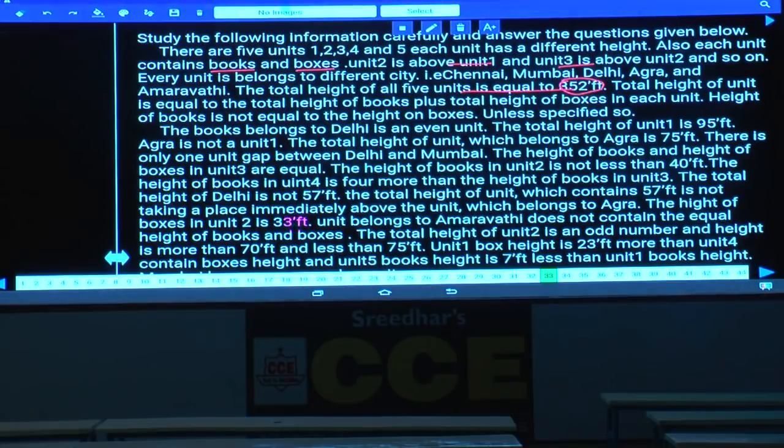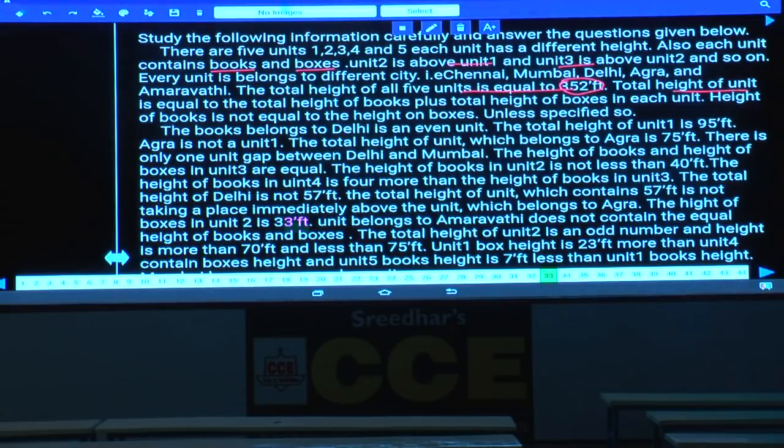That means boxes as well as books in each of these units. In total, how many components will be there? 10 components, because 5 units, each with a box and books, 5 into 2 is 10. The sum of all these 10 must be equal to 352. And the total height of a unit is equal to the total height of the books plus the total height of the boxes in each unit. Height of books is not equal to the height of boxes.